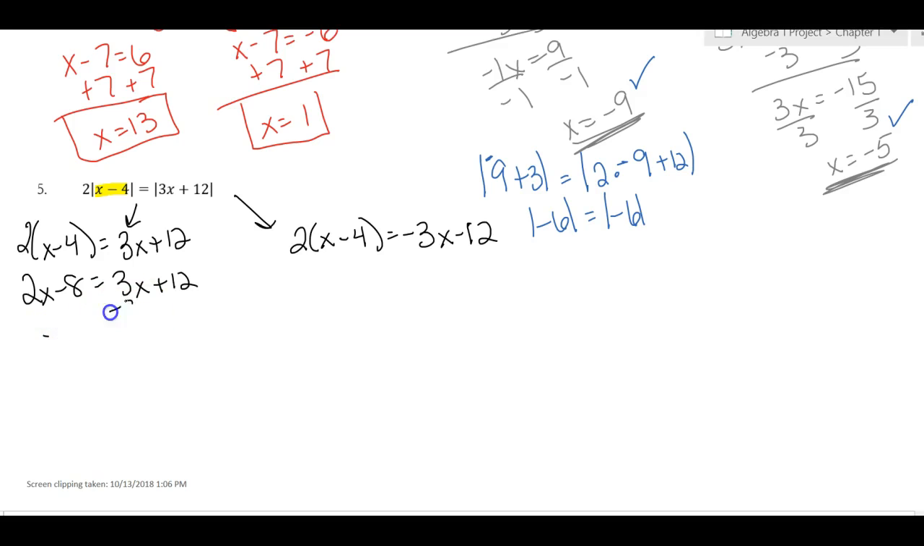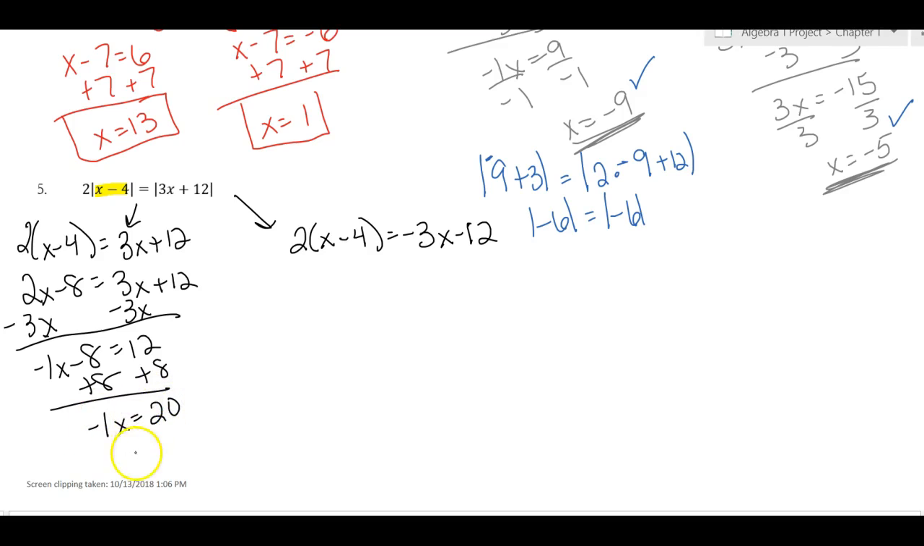So this is 2x minus 8 equals 3x plus 12. So that's going to be minus 3x. Negative 1x minus 8 is 12. Add 8 to both sides. So negative 1x is 20. And so x is negative 20 when I divide. So I have to check negative 20.